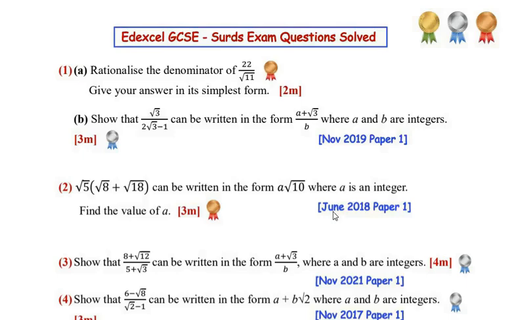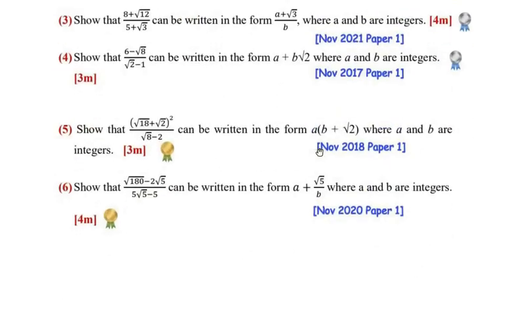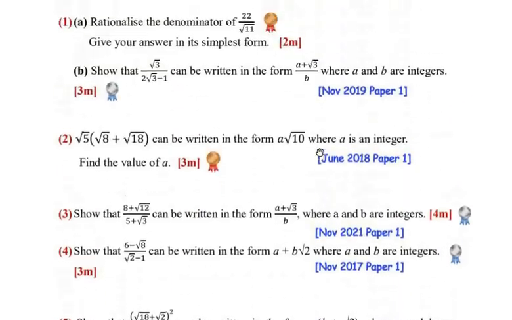In this video, we are solving 6 Edexcel GCSE past paper questions on Surds from paper 1, the non-calculator paper. I have broken them down into 3 levels: bronze for foundation skills, silver for higher tier prep, and gold for those advanced grade 9 questions. So grab a pen and let's jump straight into question number 1.